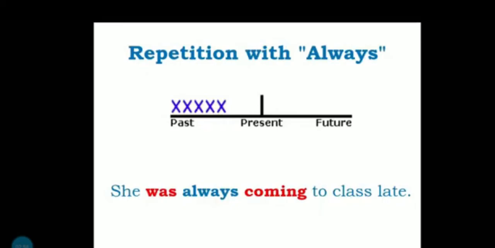We also use the past continuous tense to express a repetition with always. For example, she was always coming to class late. So we can use the past continuous to express something that often happened in the past.